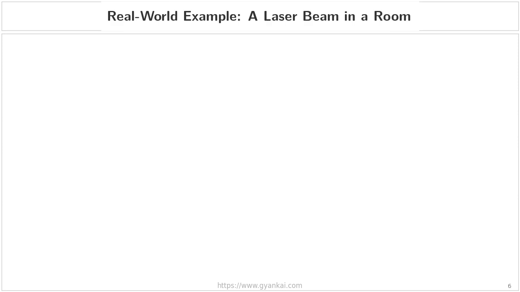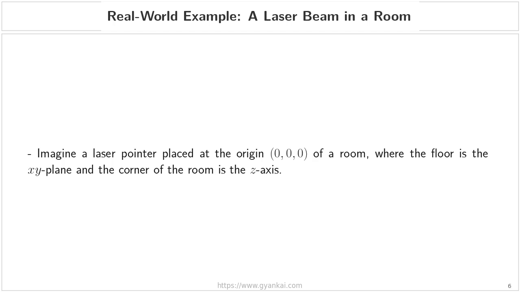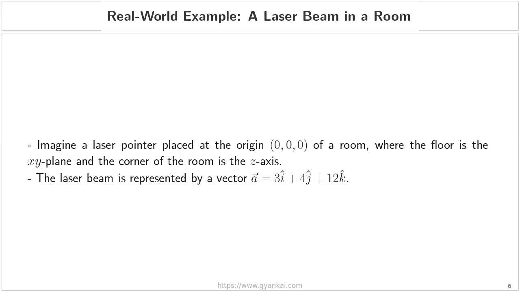Real-world example: a laser beam in a room. Imagine you are standing in the corner of a room. We'll place a laser pointer exactly at the origin, which is the point 0, 0, 0. In this setup, the floor represents our xy plane, and the vertical corner where the walls meet is our z-axis. Suppose the laser beam is pointing out into the room, and we can represent its path with a vector, which is 3i plus 4j plus 12k.